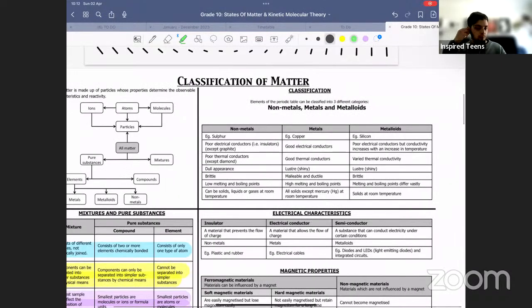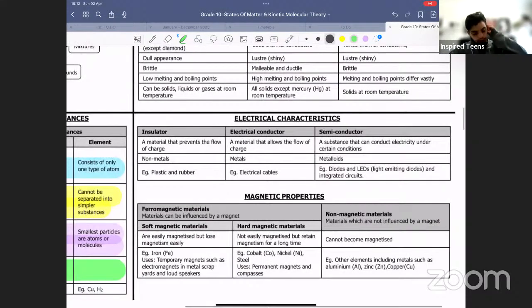So those are some key important properties of non-metals, metals, and metalloids that we need to know. Let's look at the electrical characteristics. An insulator is a material that prevents the flow of charge, which are non-metals, for example, plastic or rubber. That's why cables are surrounded in plasticky rubber, because they are good insulators. They're not going to let that electric charge come out of the actual copper wire inside.